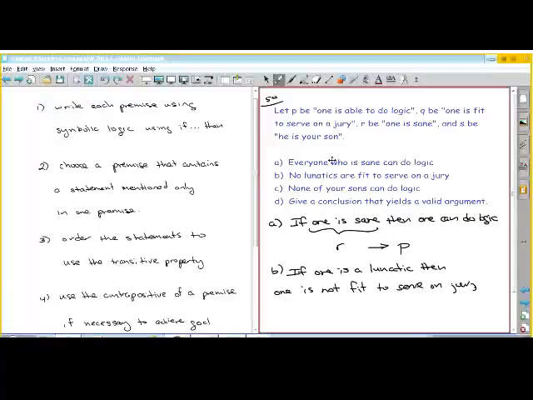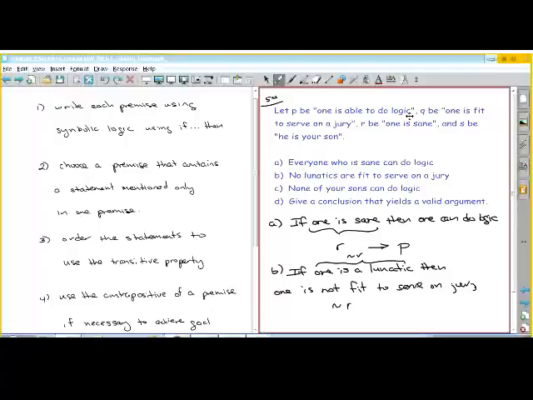So no lunatics. It's kind of like the same thing we did here. We didn't use everyone. We just said if one is sane. That means everybody. If you're sane, then you can write it as one is sane. Okay. So if one is a lunatic, then one is not fit to serve on the jury. Okay, so if R is one is sane, then one is a lunatic would be the negation of R. So this statement here is the negation of R.